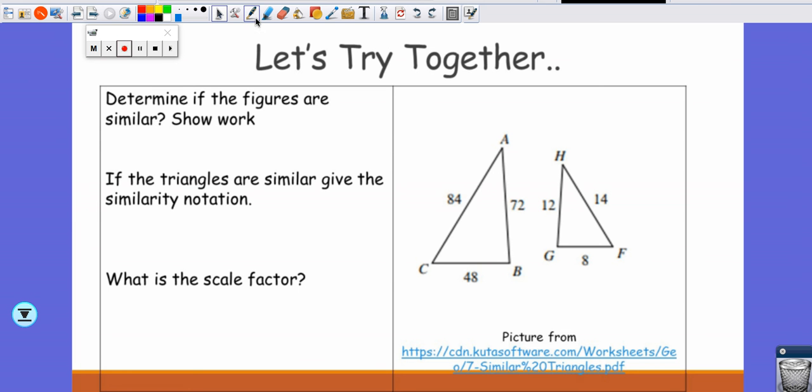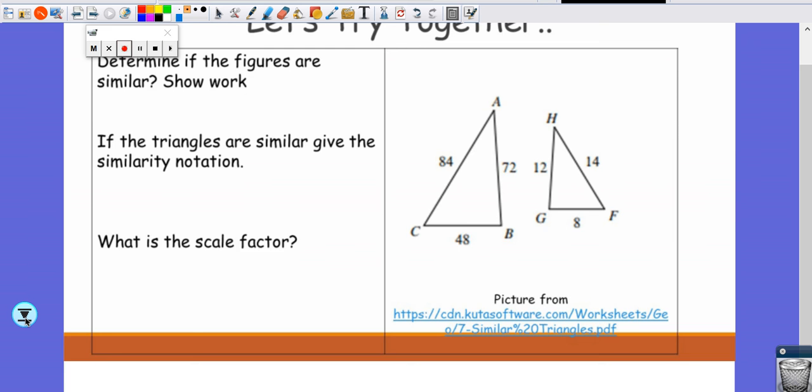Okay, so here the question says, determine if the figures are similar, show your work. So we need to figure out if these figures are similar or not. And because it didn't give us any angles, we have to find another way to figure out if these figures are similar. So the definition for similar figures, I'm going to write the definition down here.